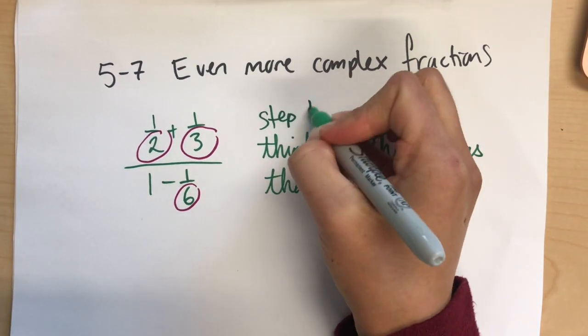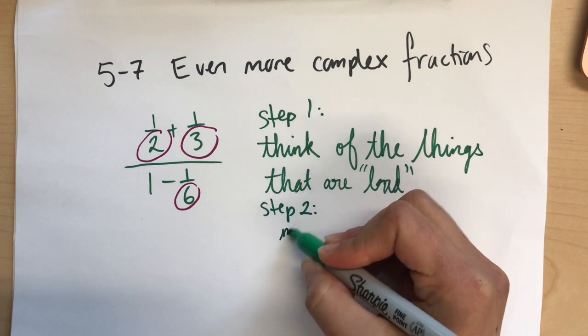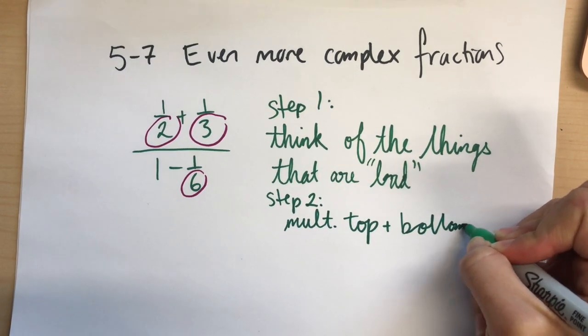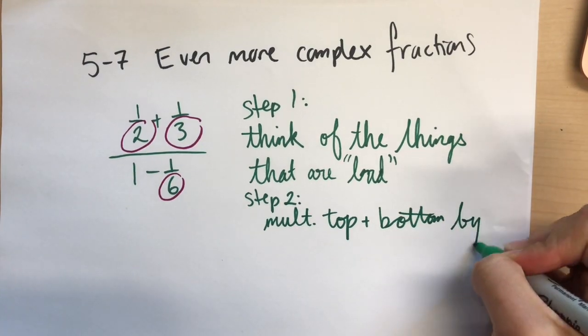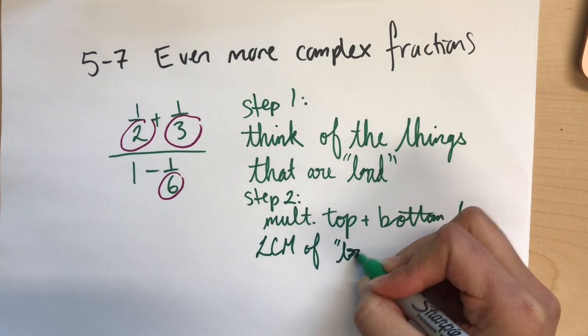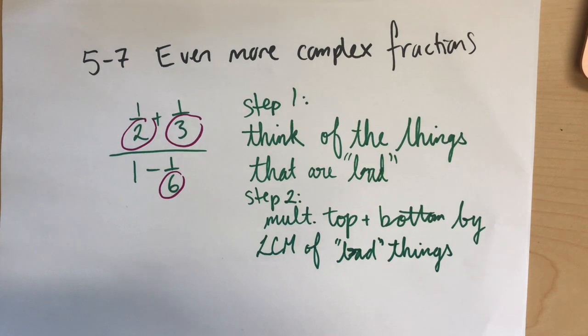And in order to get rid of all of them, this is what I'll call step 2, we are going to multiply by the least common multiple. So I'm going to multiply top and bottom by the least common multiple of these numbers. So I have 2 and 3, right? 2 times 3 is 6, and then on the bottom I have 6. So if I just multiply by 6, it will actually get rid of all of these complicated fractions all at once.